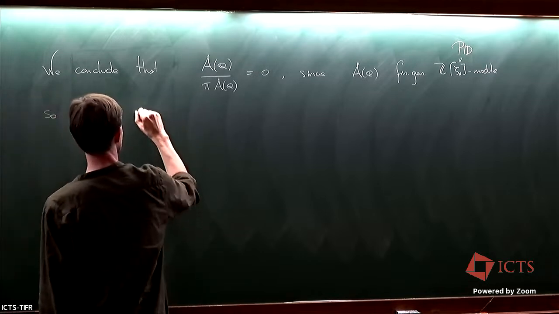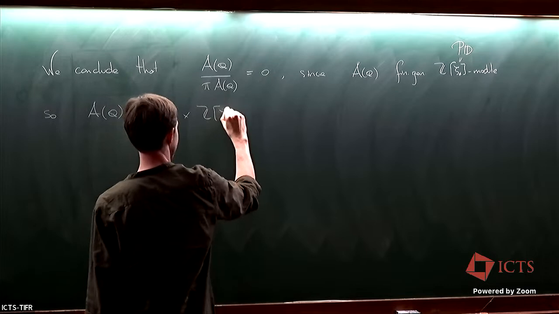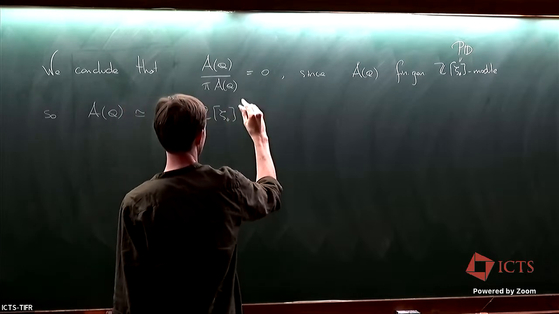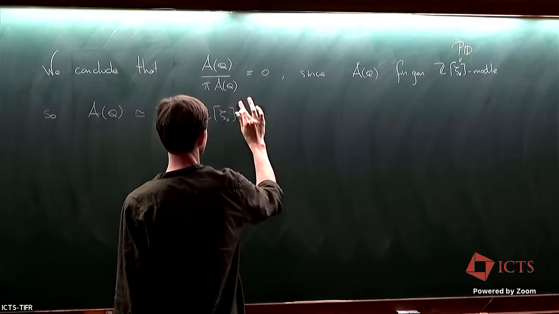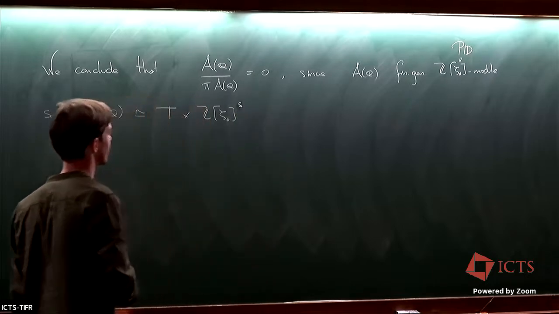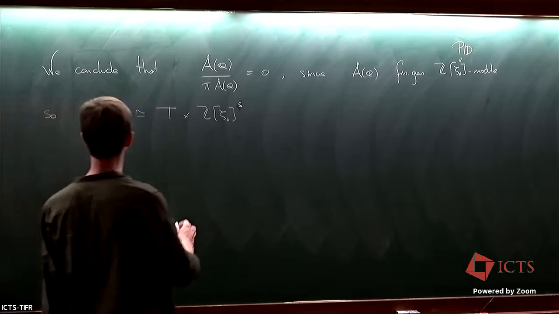So A(Q) is also isomorphic to some torsion part times Z to the power, let's call it S, to not confuse it with the rank over Q. Of course, they're the same thing.